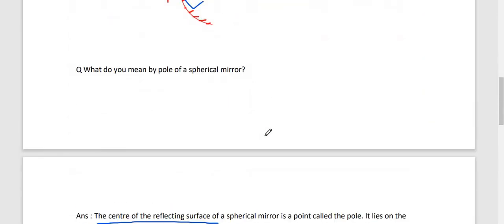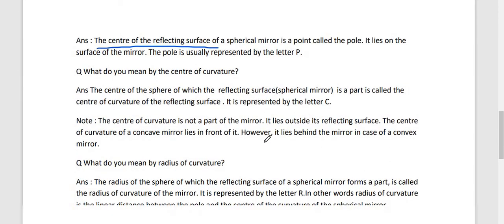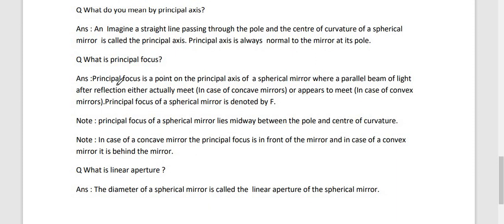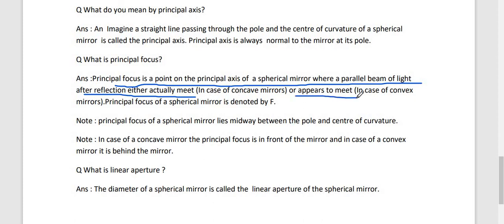So let us see the definition that is written here. Principal focus is a point on the principal axis of a spherical mirror where a parallel beam of light, I have considered only one ray, after reflection either actually meets or appears to meet. In case of concave mirror, it meets, and in case of convex mirror, it appears to meet.